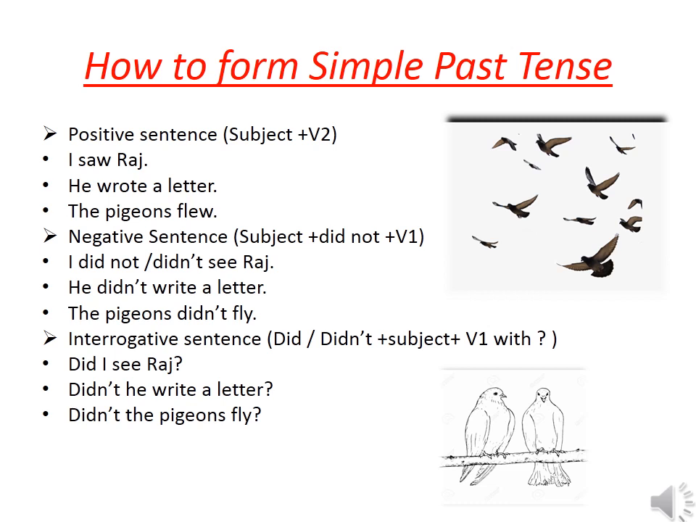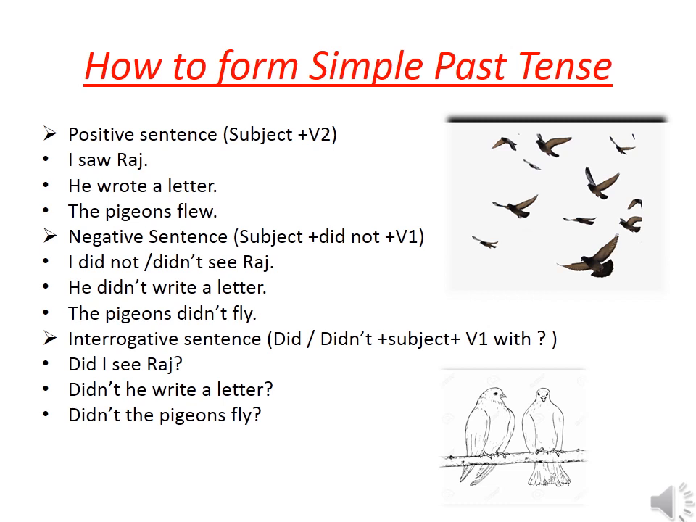fly is flew. Now the format for negative sentence is subject plus did not plus V1 form of the verb. Here we need to remember the moment we use the auxiliary verb did in the sentence, the other verbs in the sentence should be in the V1 form or in the base form.